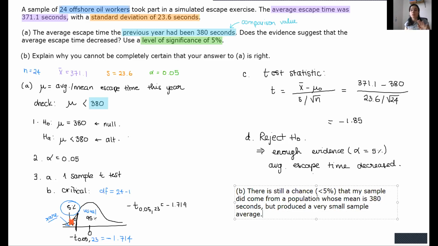All that we can say is, okay, everything that I conclude comes with that little disclaimer, that there's still a little chance that I made a mistake unknowingly, because I can never know if my sample is perfect or if it's maybe a little bit further away from the mean. Even if it's perfectly chosen, that can happen.